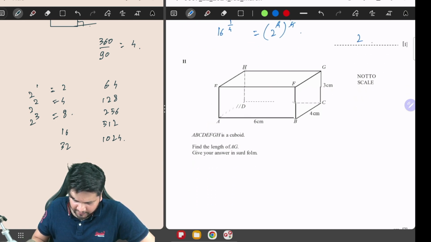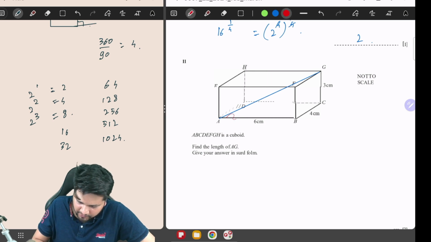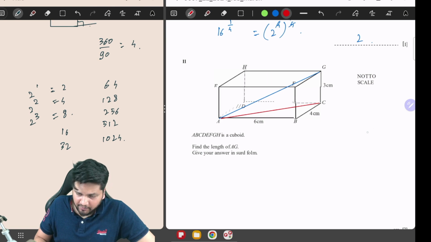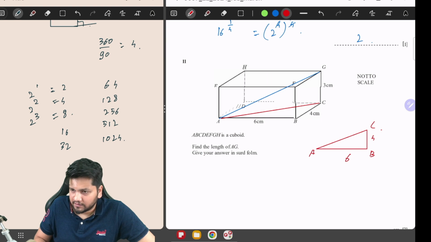ABCDEFGH is a cuboid. Find the length of AG. All you have to do is use Pythagoras theorem here. This is 6, this is 4. Now see here, first we will find out the AC value. Remember, in 3D and mensuration and all of these things, if you are able to imagine properly, you will get it very easily. This is the base I'm talking about, 4 and 6. This is A, this is B, this is C. All you need is the hypotenuse of this one, which is going to be your AC.